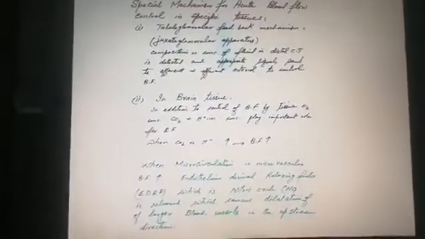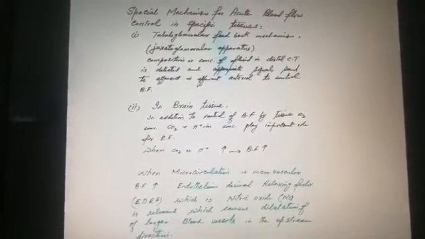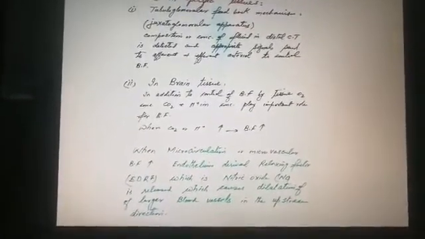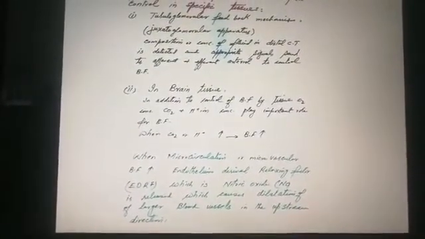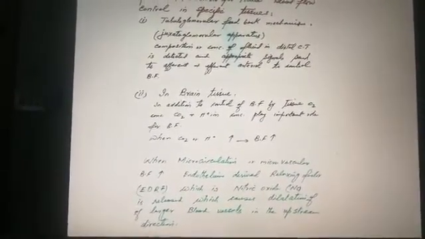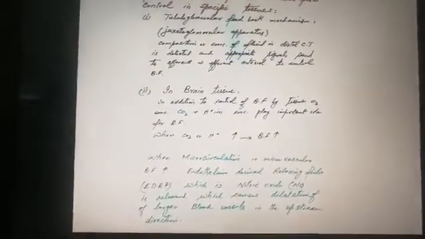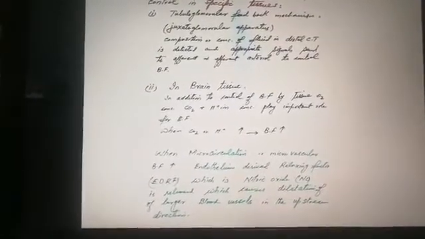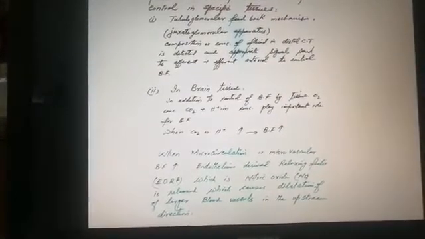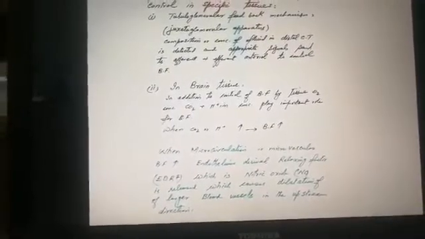And when microcirculation or microvascular blood flow is increased, endothelium-derived relaxing factor, which is nitric oxide, is released, which causes dilation of large blood vessels in the upstream direction. Okay, so nitric oxide is the vasodilator for microcirculation. So when there is vasodilation, there is increased blood flow.